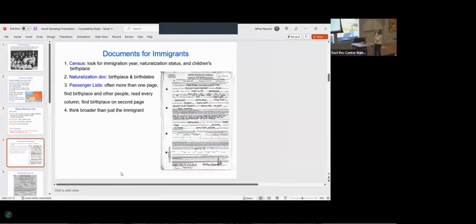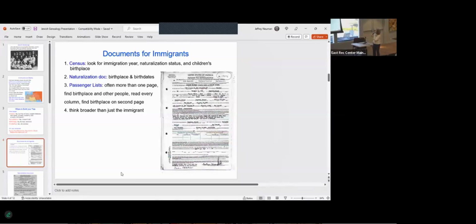So passenger lists, often more than one page. Find the birthplace, find other people that may have traveled with them. Read all of these documents. You want to read the whole thing. You always want to look for the original document. And passenger lists would often have the birthplace at the very end of the second page, the very right-hand side of the second page. So don't miss looking for the second page.